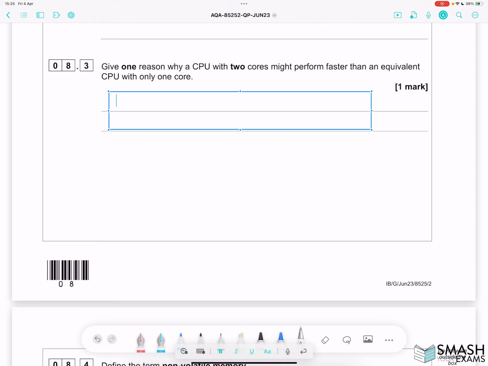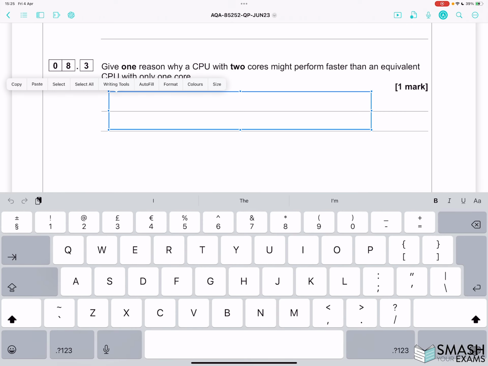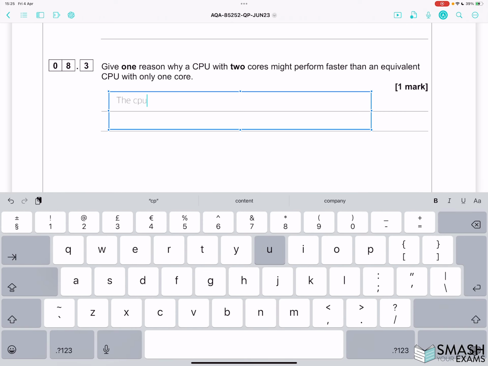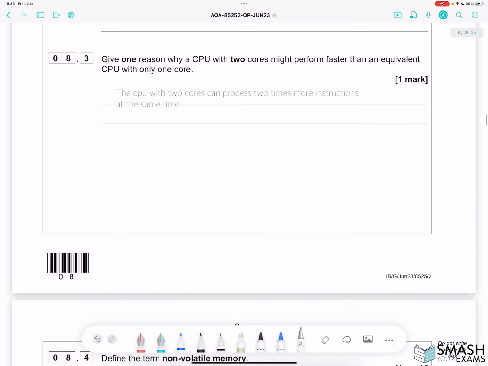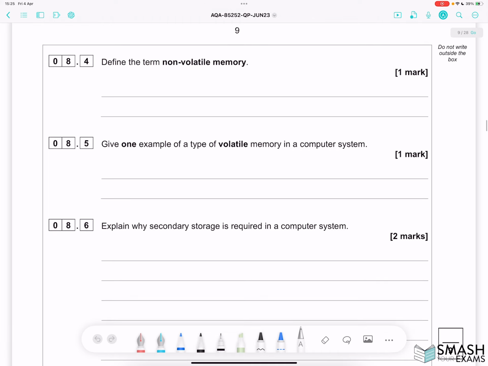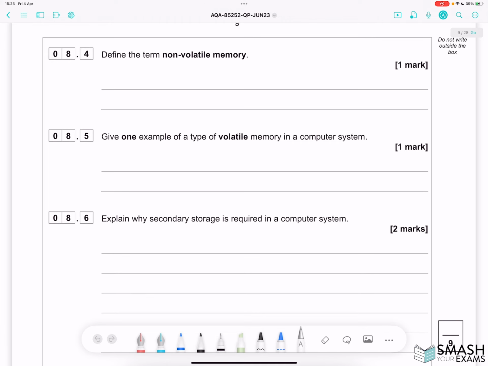Let's see if we can type that in, shall we? So we'll say that the CPU with 2 cores can process 2 times more instructions, and then we can go with at the same time or simultaneously, okay? The same time. There we go. Nice, straightforward way, showing the examiner we understand exactly what cores are and what their purpose is.